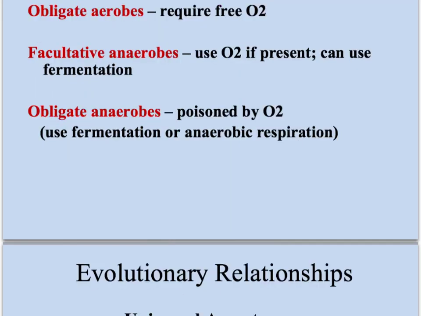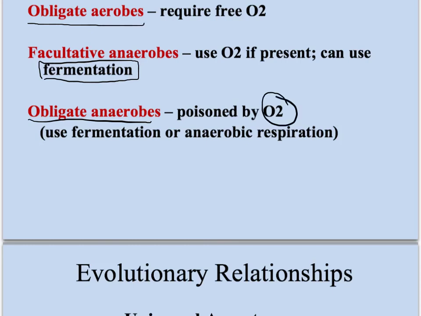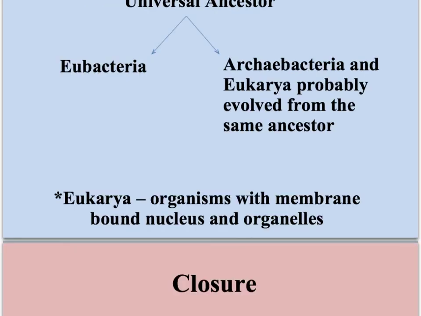Okay, so now we're going to talk about metabolic relationships and oxygen and how those relate to the bacterial cell. Some bacteria are obligate aerobes. What does this mean? It means they require free O2. They cannot survive without oxygen. You can have facultative anaerobes, so they use oxygen if present, but they can use fermentation, which is without oxygen. Obligate anaerobes are poisoned by O2, so they cannot be in the presence of oxygen. They use fermentation or anaerobic respiration. Respiration, that's creating energy, just as a refresher.